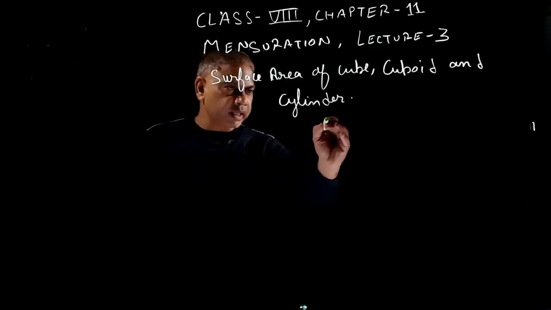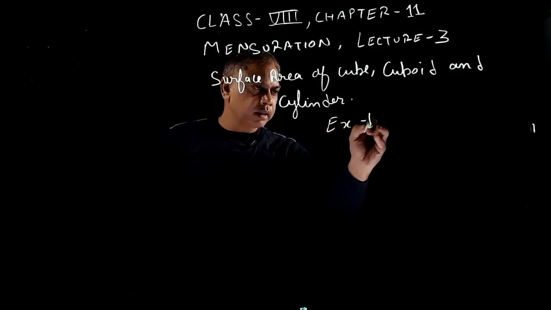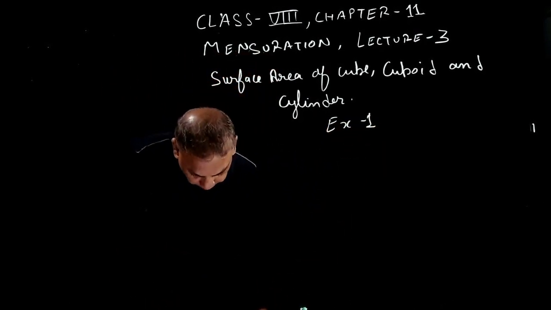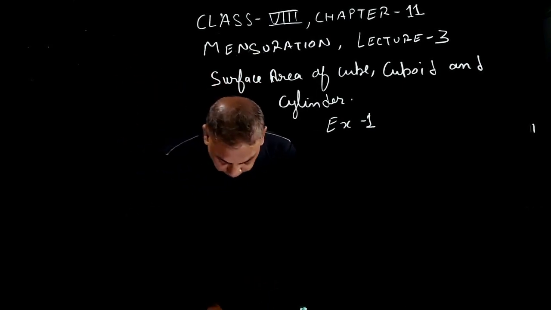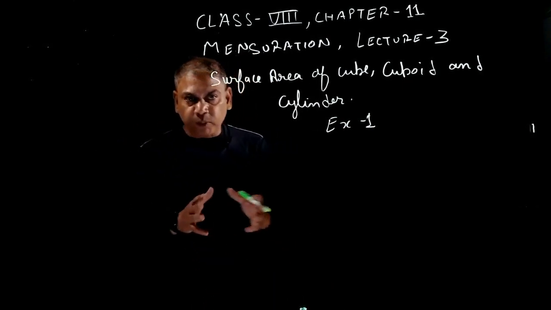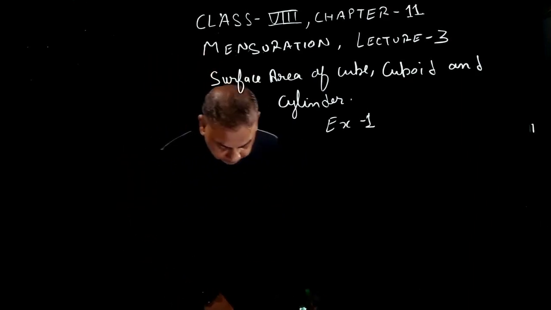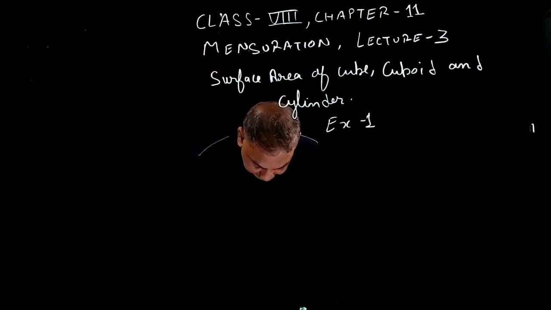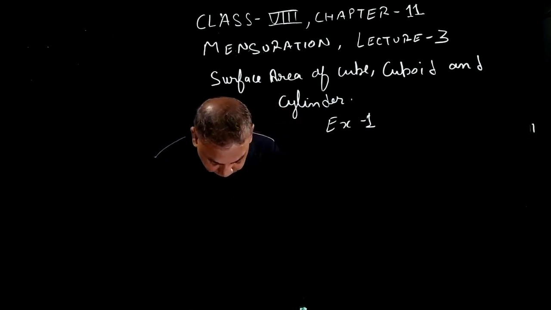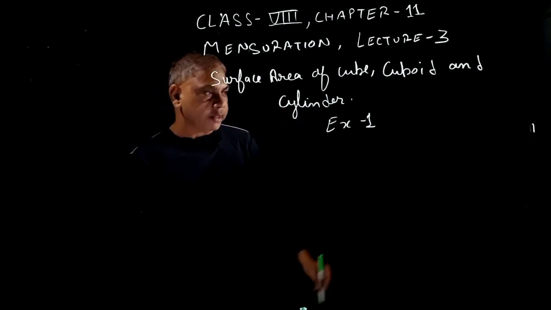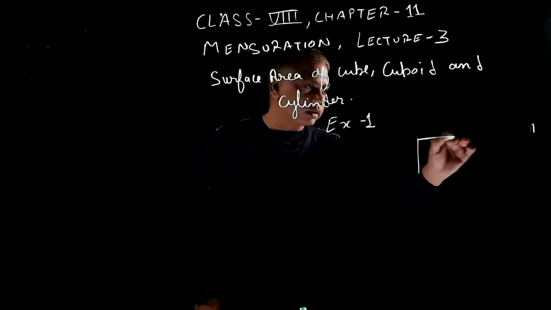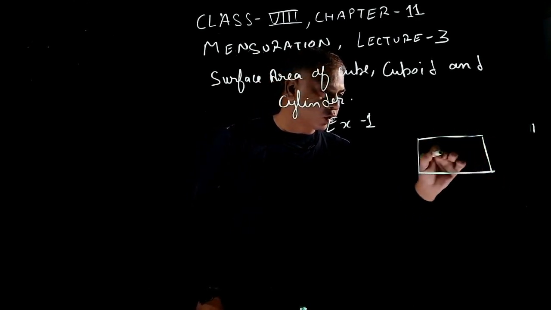Now student, we will do one example. Example 1 from your book, page number 184. An aquarium is in the form of the cuboid. Aquarium in which we keep fishes. Okay, it is of the shape of cuboid whose external diameters are 80, 30 and 40. Okay, now it is a cuboid.